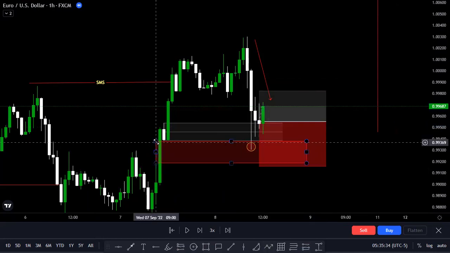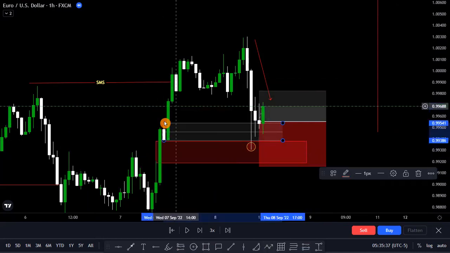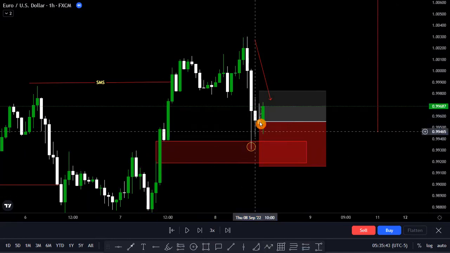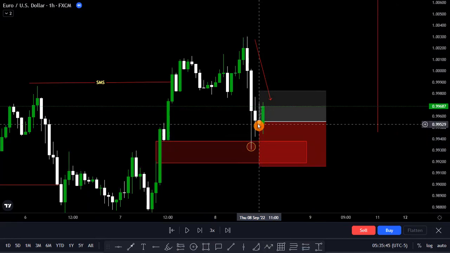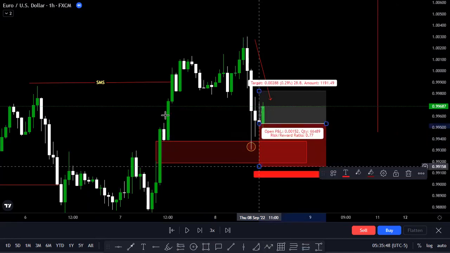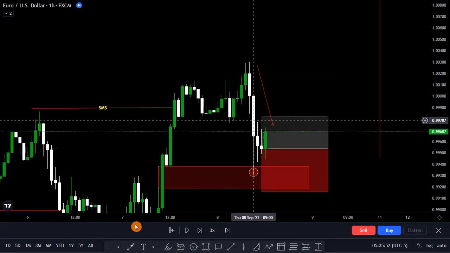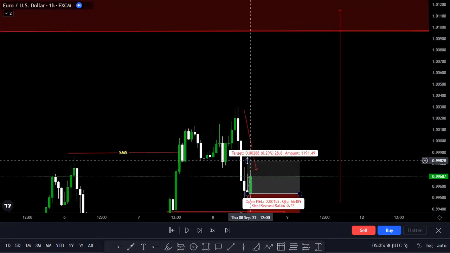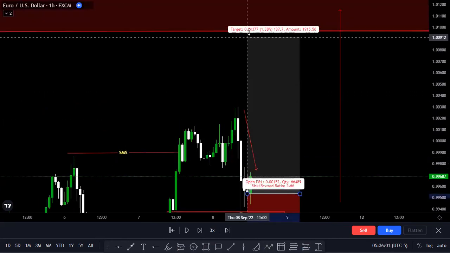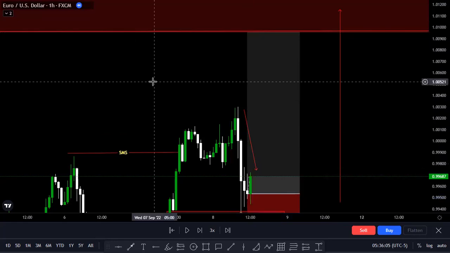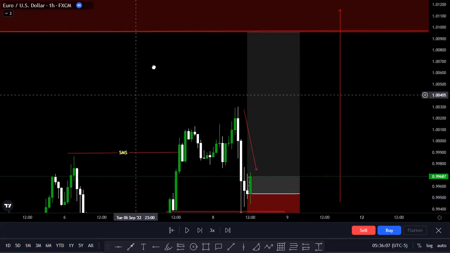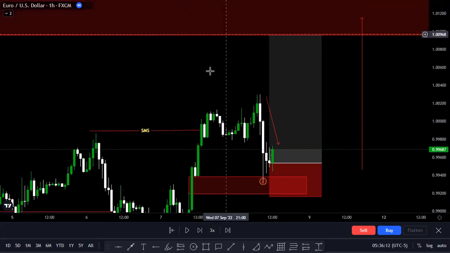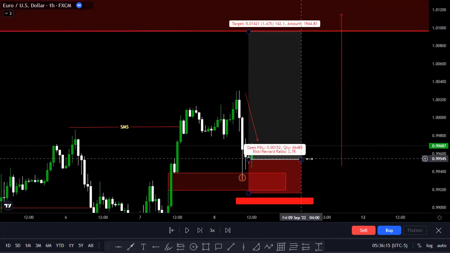Let me remove this order block area. So there we are. You put your stop loss below that zone, and our take profit has to be where we expect the market to move to. As I said, we expect to see price moving to the upside and filling the imbalance in the daily time frame. So I'm expecting price to move up to the area where we have the daily fair value gap. Now you can take a long position here.